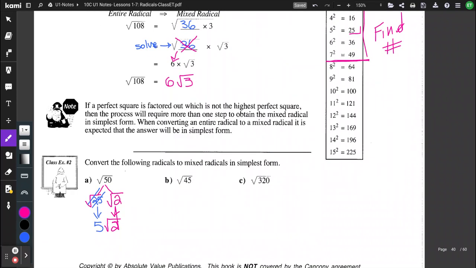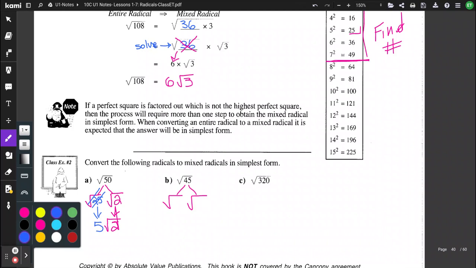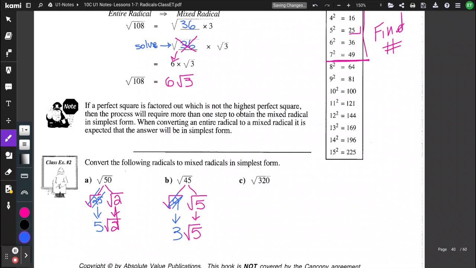So we're going to put our perfect square first. He's always written first. So our perfect square is 9. And it's 9 times 5. The square root 5 will slide down. And the 9 will solve. So the square root of 9 is 3. So now my final answer is going to be 3 root 5.